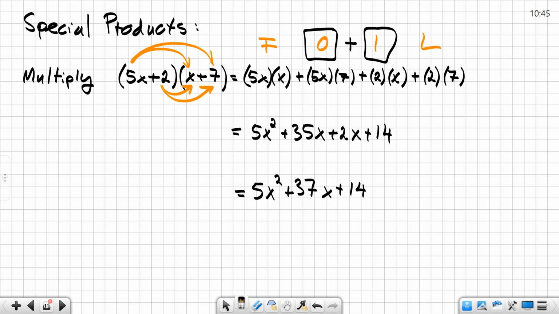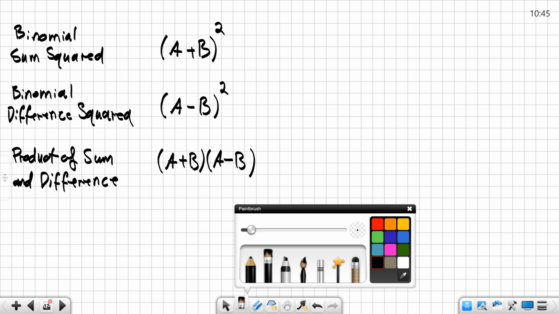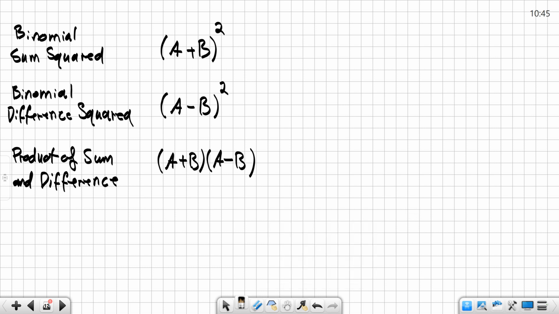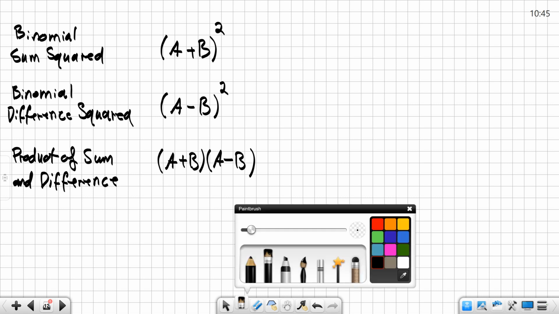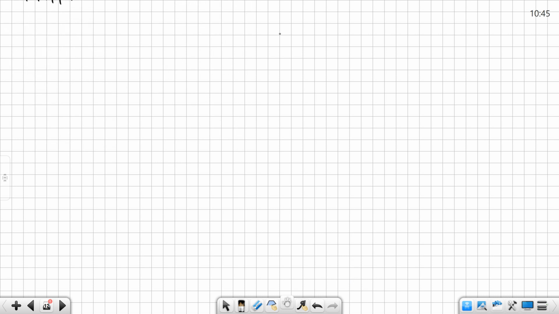So if I am using this foiling method for something more general, then I will end up with 3 very special formulas. We call the first one the binomial sum squared, the binomial difference squared, and the product of the sum and difference of binomials. Now, I do not need to write this down next to each other anymore. Let's just do the first one. Let me explain to you how the first formula comes about.